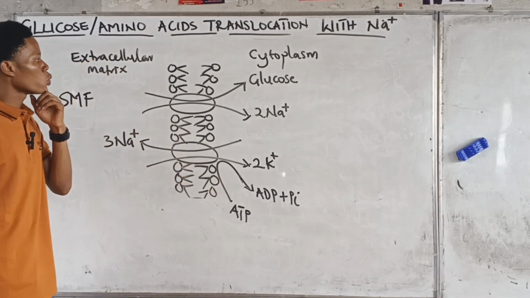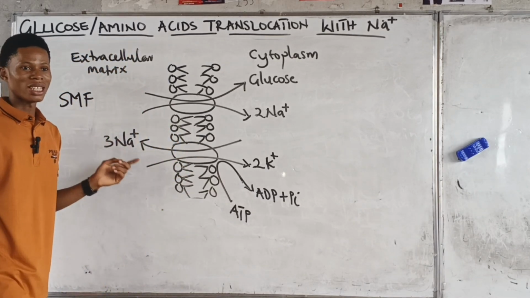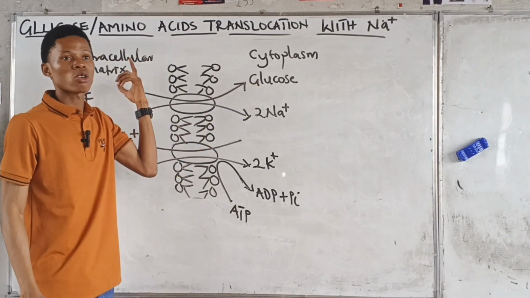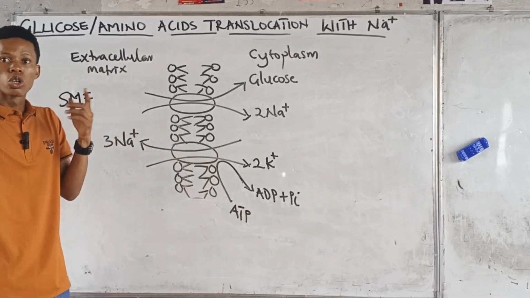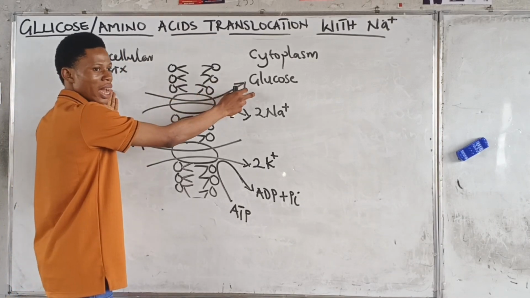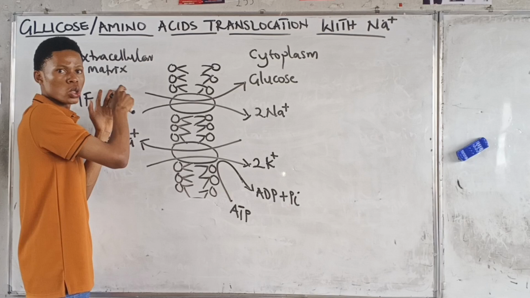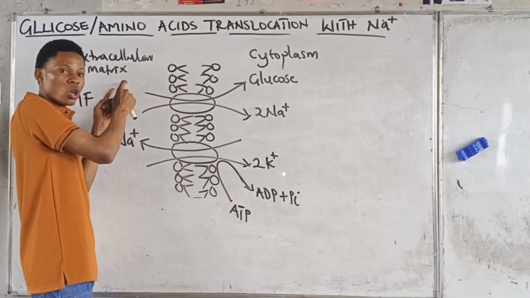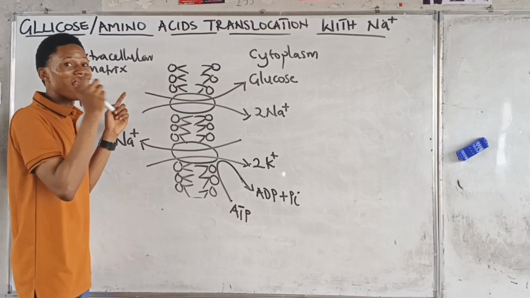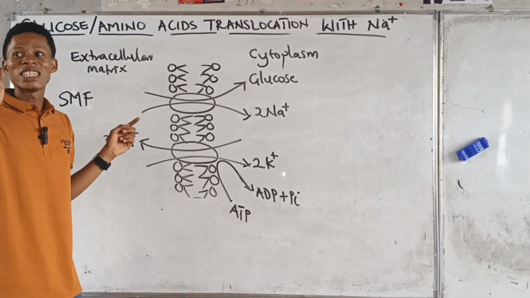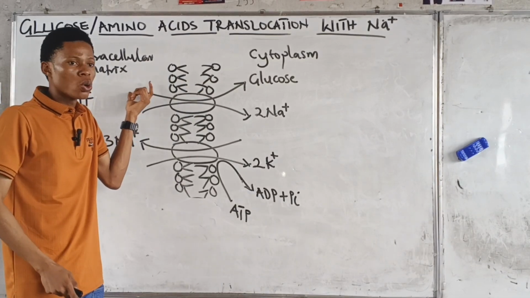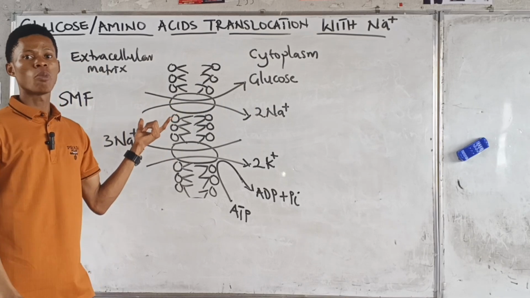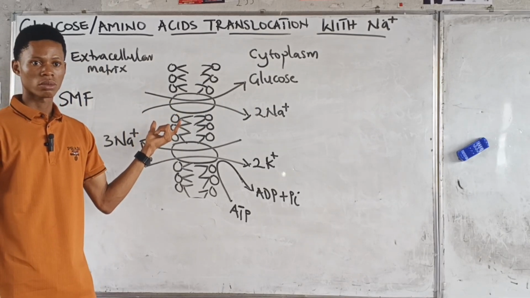Now, in the case of glucose, it is high inside the cell than outside the cell. Glucose is low here, glucose is high here. And we want to move it from low to high. It means we need energy, right? For you to move glucose from low concentration to high concentration, energy is required. And what is moving it from this low to high is the sodium motive force generated.